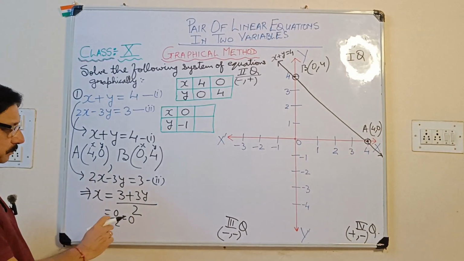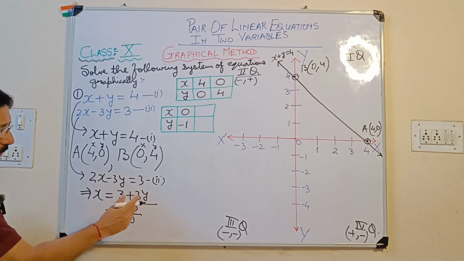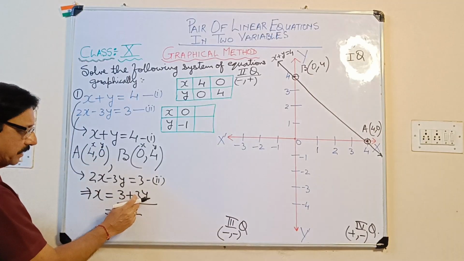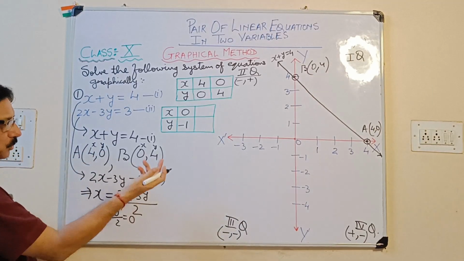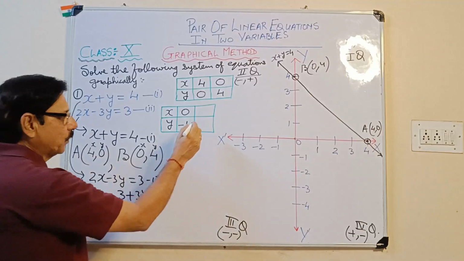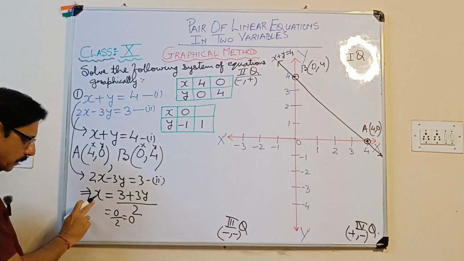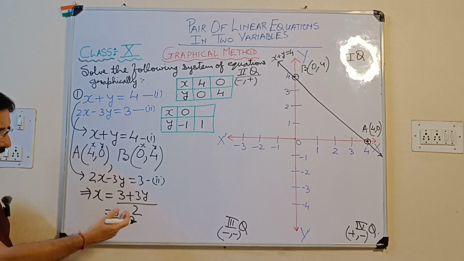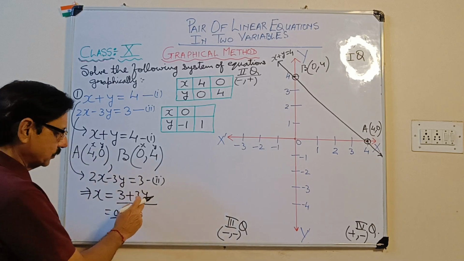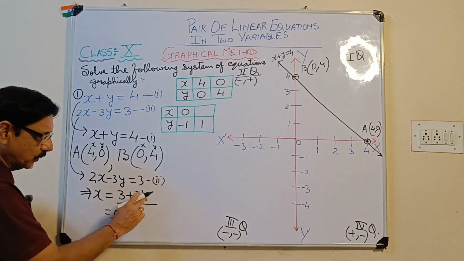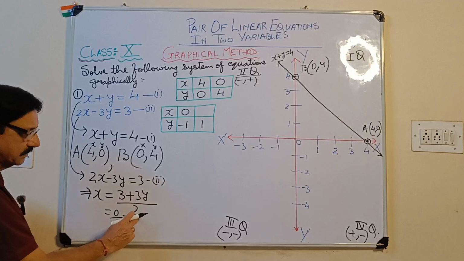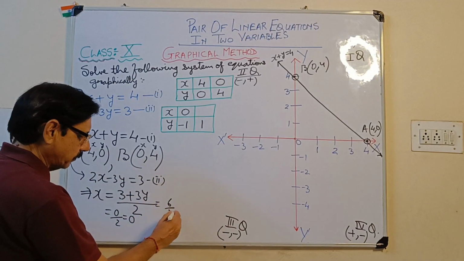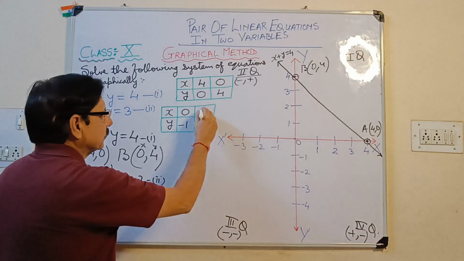Then the second time, the value I can take is 1, because 3 plus 3 will be 6, and 6 divided by 2 will be 3. So I am taking y equals to 1. That's why I am solving it in x and putting the value in y. Always solve it in this way. So 1 I have put here, so 3 into 1 is 3 and 3 plus 3 is 6, and 6 divided by 2 is 3. So this is 3.